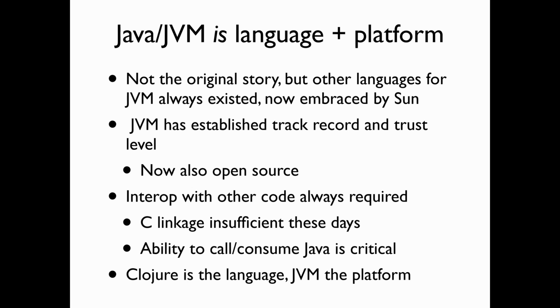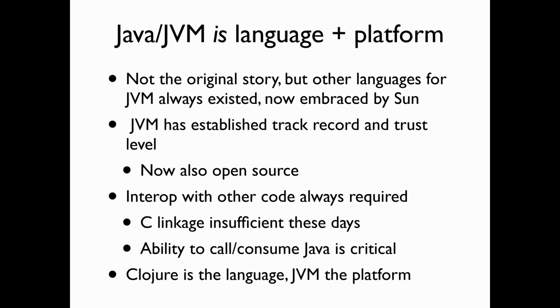Java is a language plus a platform. It was always sold as a package. That Java means Java the language and this runtime that runs it. But there have always been other languages that targeted the JVM. Recently, Sun has started embracing them and saying, we want to support this. We want NetBeans to support it, and put a version of JavaScript in the JVM, the JDK, and things like that. The JVM is pretty established, has a good trust level. It's now also open source. I think it's a good target. And that's why I chose it.